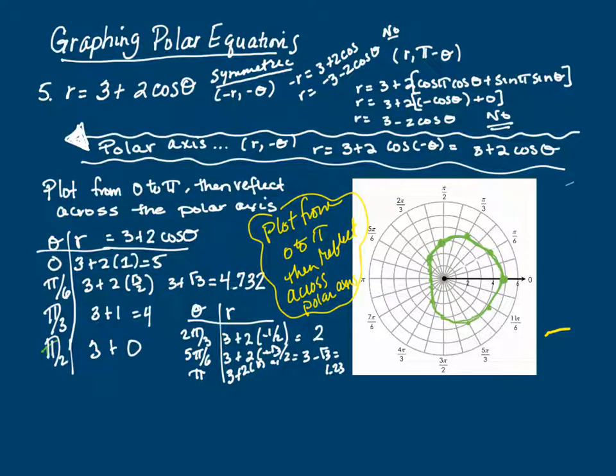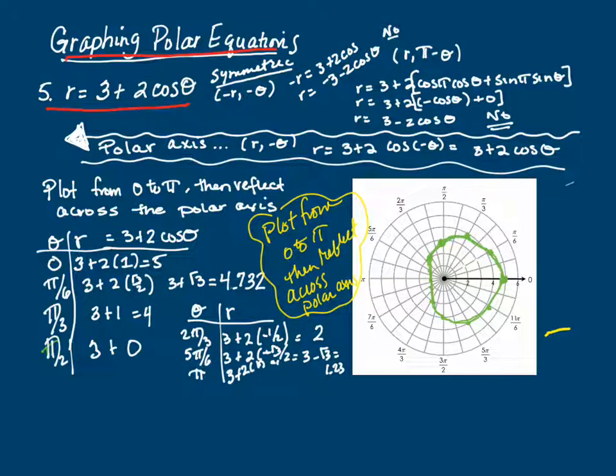Okay, so the second part is learning to graph polar equations using symmetry. Here's number 5, r = 3 + 2 cosine theta. You have to figure out what its symmetry is. They want you to do that first. Now, here's the deal. You don't have to check everything, or you can get kind of good at it.